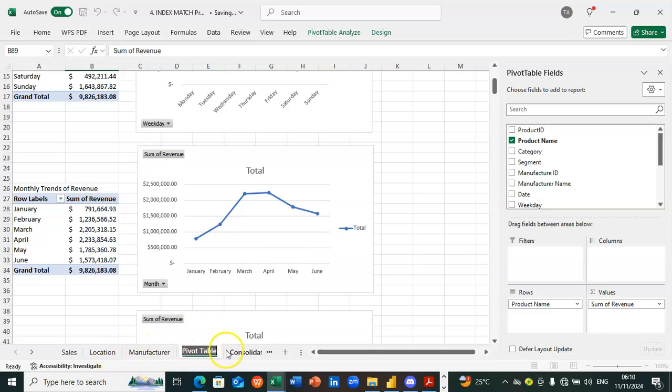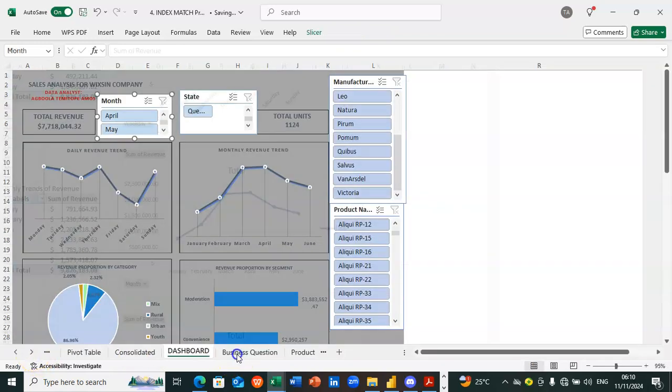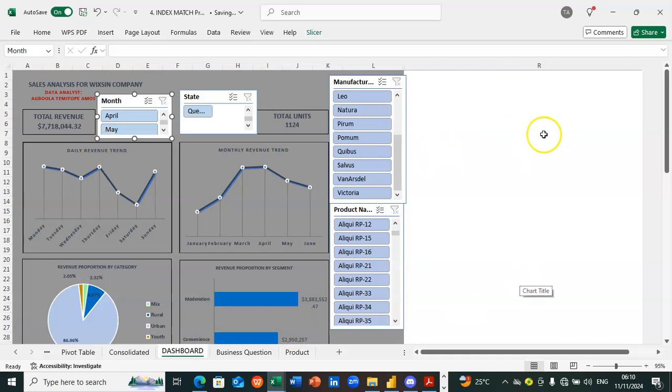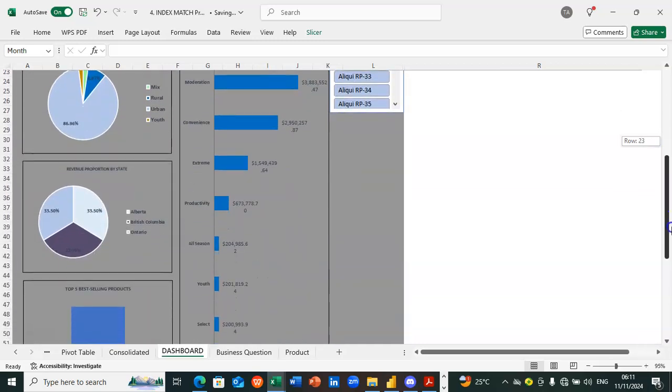I constructed my dashboard. Yes, this is my dashboard that gives a summary of all the analysis I did. Anybody can just see it, go through, understand, and interpret it at least without any stress.